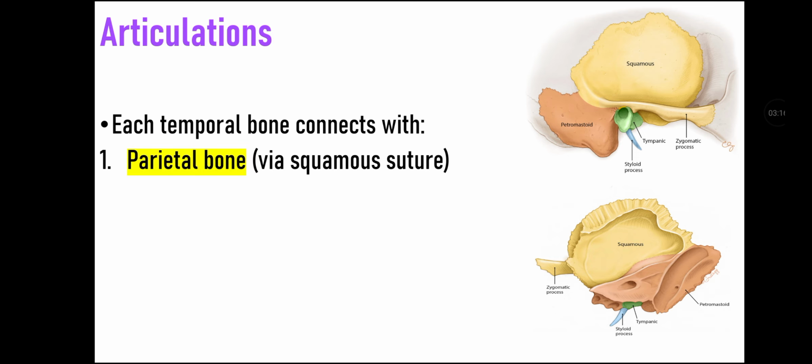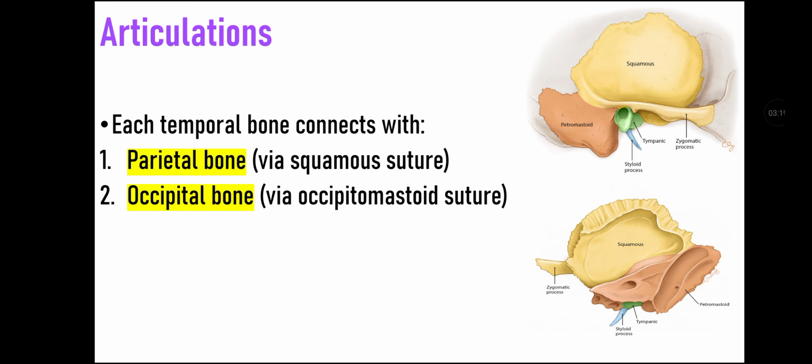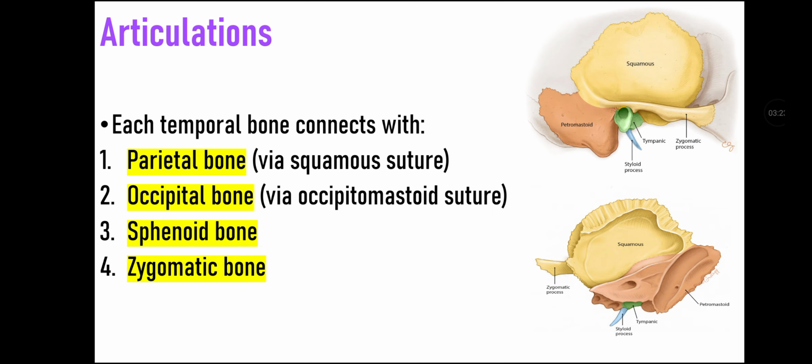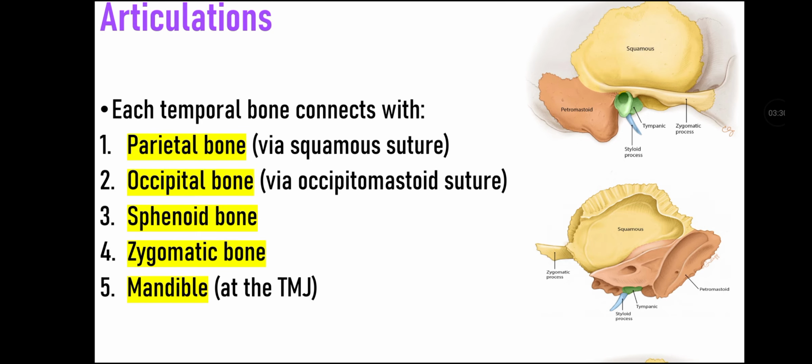Now let's talk about articulations of temporal bone. Each temporal bone connects with parietal bone through squamous suture, occipital bone through occipitomastoid suture, sphenoid bone and zygomatic bone, and mandible at the temporomandibular joint. So these are the articulations of temporal bone.